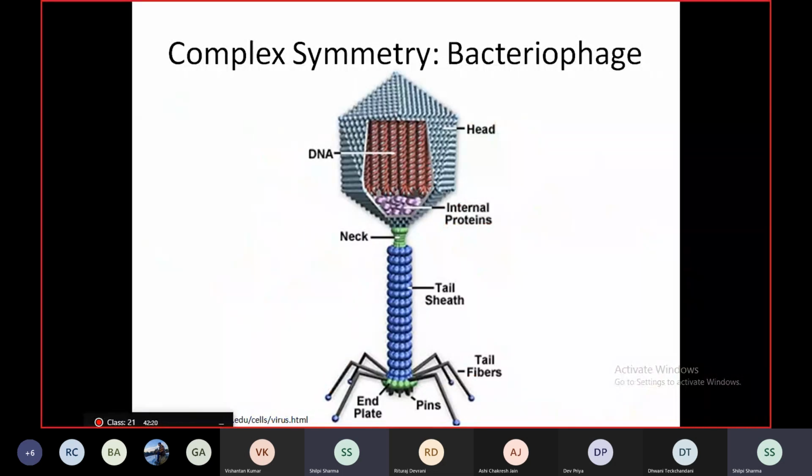The complex symmetry is usually found in larger viruses, which consist of both helical as well as icosahedral symmetries. Now, a virus that infects only bacteria is called a bacteriophage, or simply a phage. What I'm showing you here is a representative bacteriophage with a complex symmetry, the T4 bacteriophage.